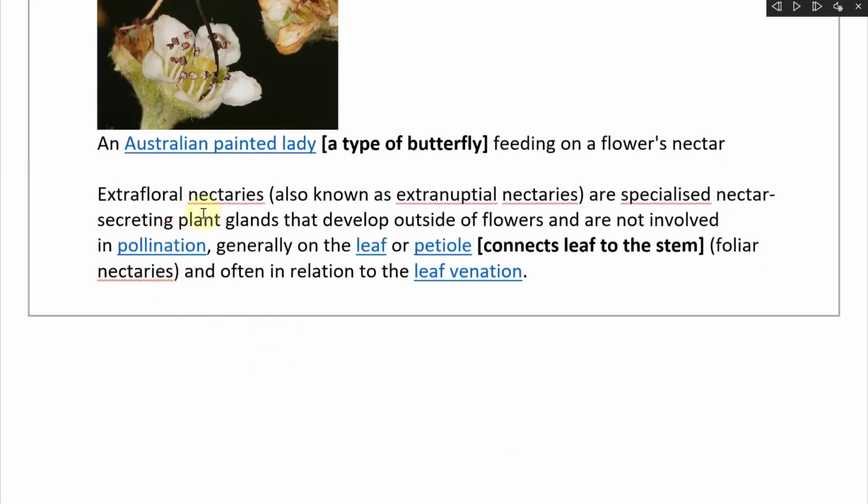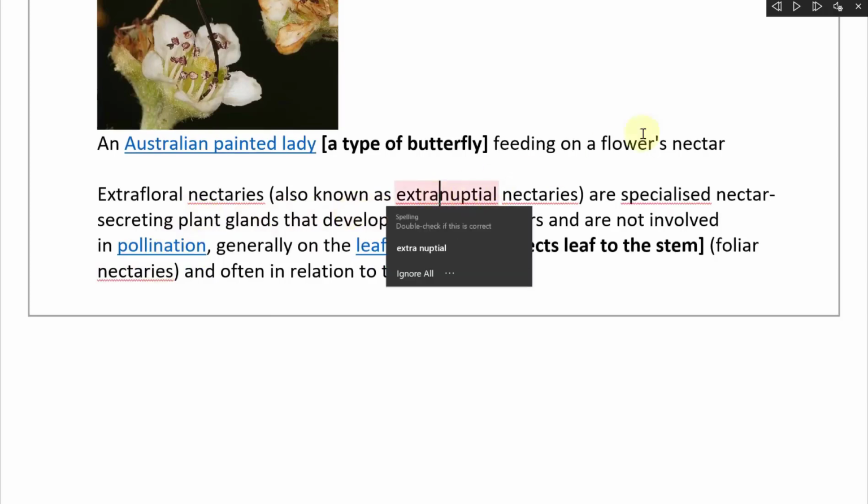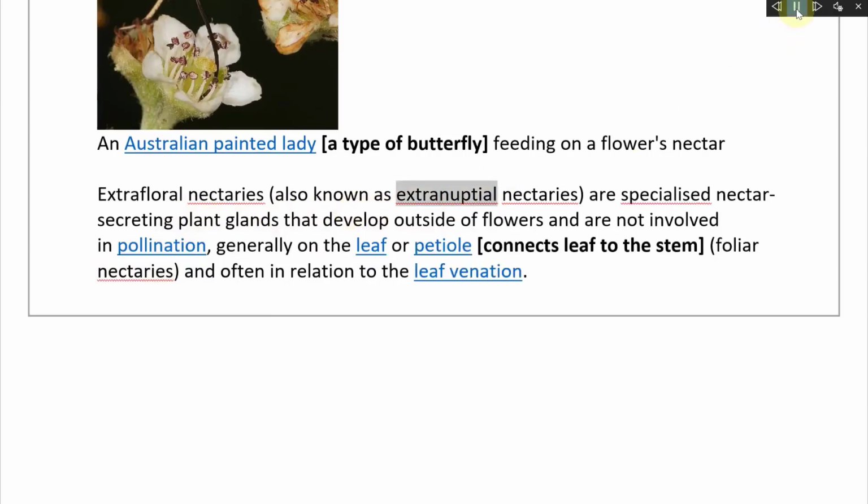And very interesting. So extrafloral nectaries are also known as extranuptial nectaries. All right, let's try that again. Extrafloral nectaries are specialized nectar secreting plant glands that develop outside of flowers and are not involved in pollination.